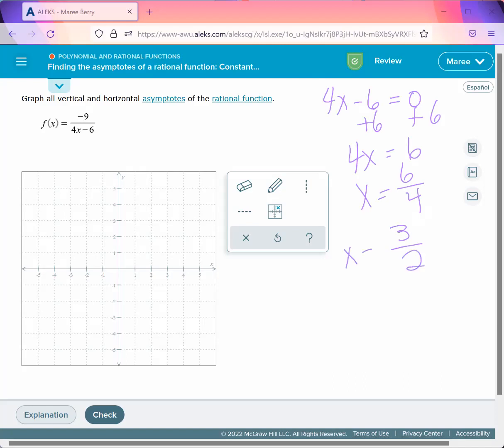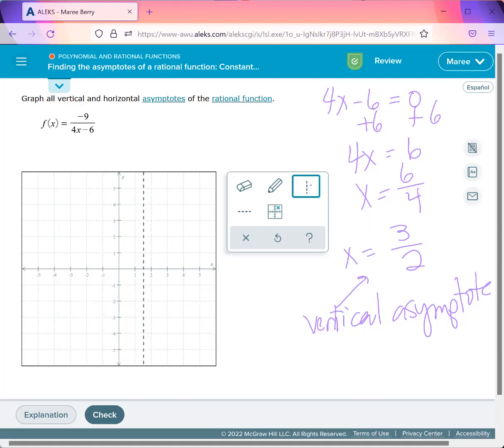So at x equals 3/2, this is our vertical asymptote. What that means is x cannot be equal to 3/2, otherwise the denominator will be equal to 0. So we'll go ahead and grab our line and we'll go over to 3/2, which is right here. And there's our vertical asymptote.